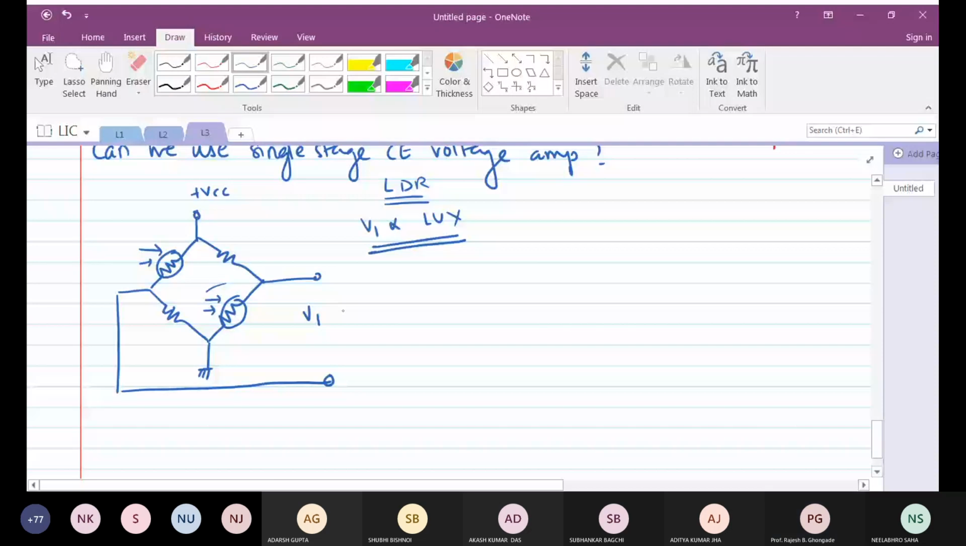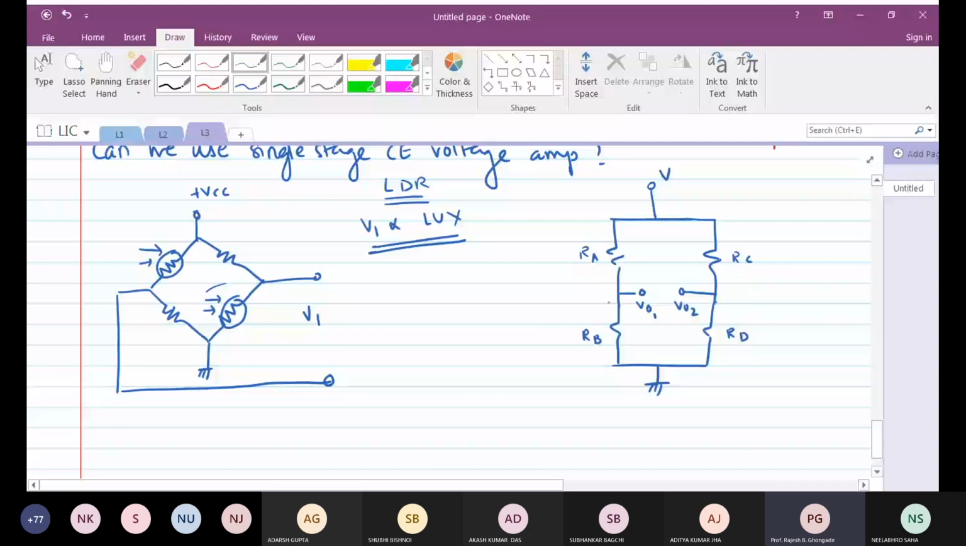Yes or no? Yes, sir. All of you? See, it's nothing great. You can simply rearrange this bridge like this, and this is where you generate the output. All this RA, RB, RC, and RD. So what is the output here? This is V, simple potential divider.